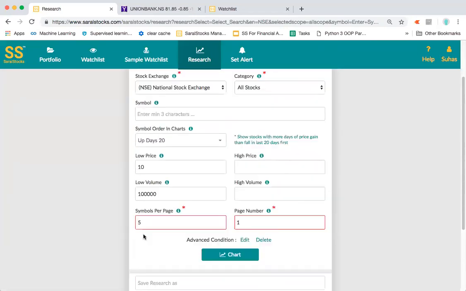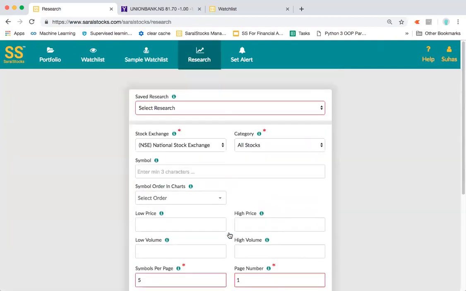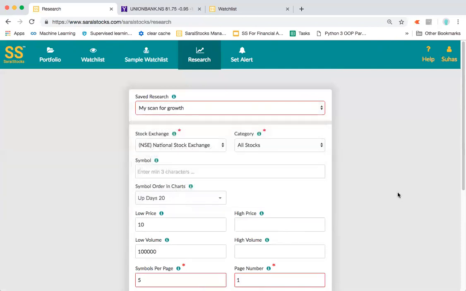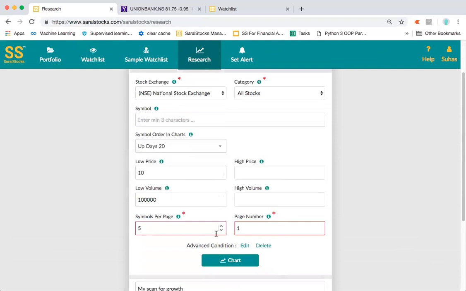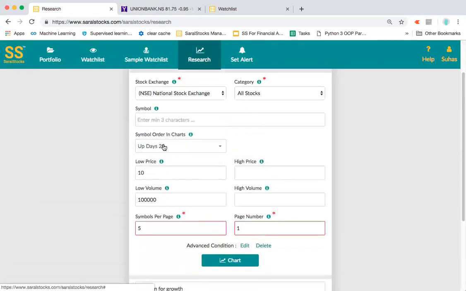And now I want to save these parameters for future. So let's say, I'll say, my criteria or my scan for growth, and I save it here. Now tomorrow when I log in again to the system, I can simply go and choose my scan for growth, and notice that it filled in all the parameters for you. It filled in these parameters as well, and it put in the criteria for selection, and I can say chart.